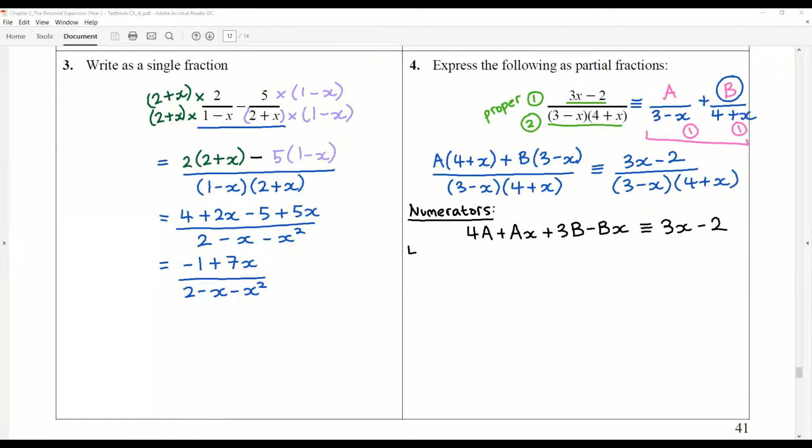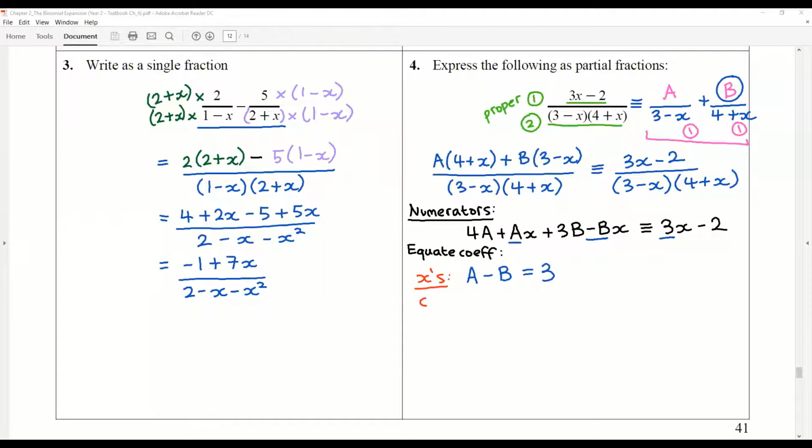Now let's equate coefficients. If we compare the x's first of all, on the left-hand side, we have A amount of x here, subtract B amount of x there. So A subtract B must be equal to 3 on the right-hand side.